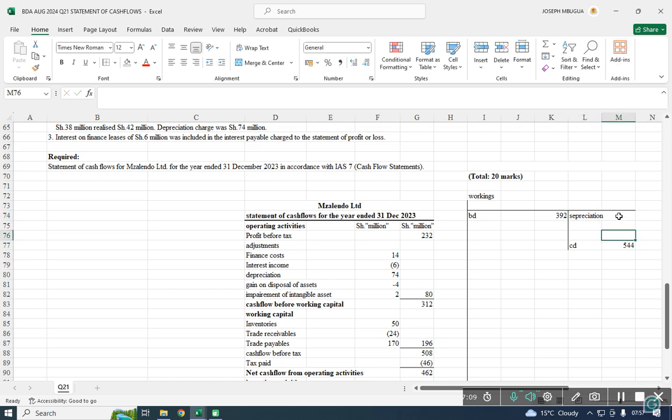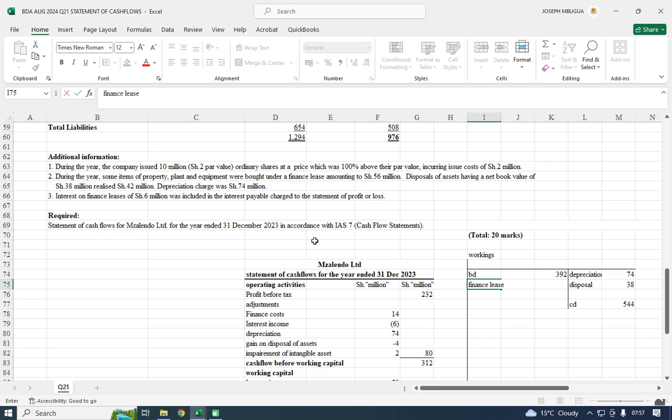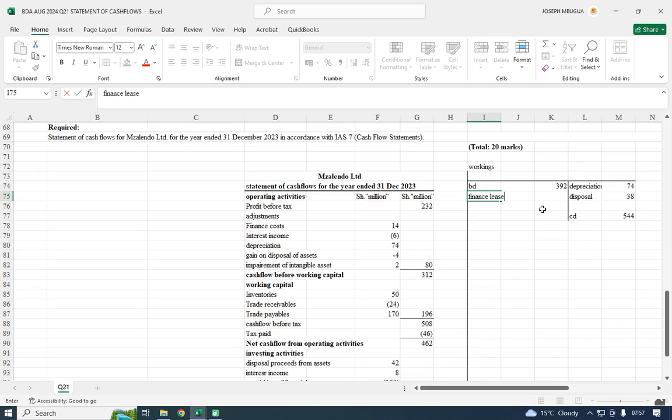Our depreciation was 74, and we had the disposal at net book value. Then we had acquisition through finance lease. This one in note number 2, where some items of PPE were bought under the finance lease amounting to 56. And we had some revaluation. I think I have seen that.